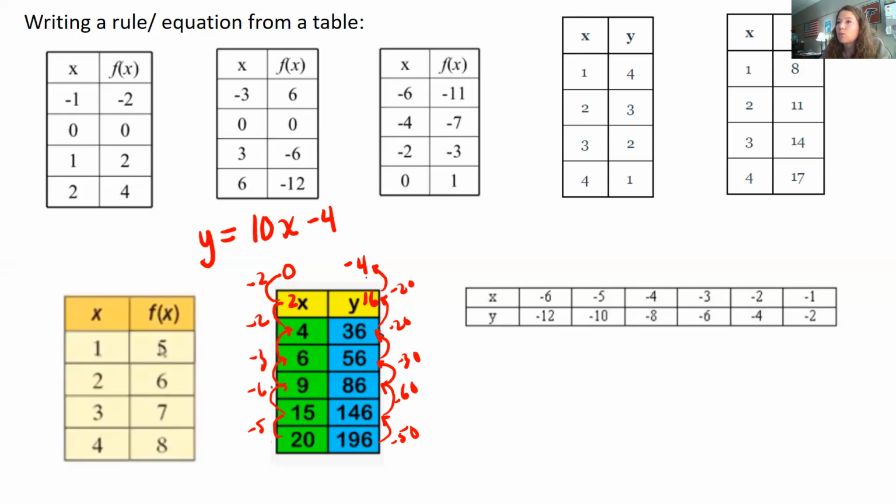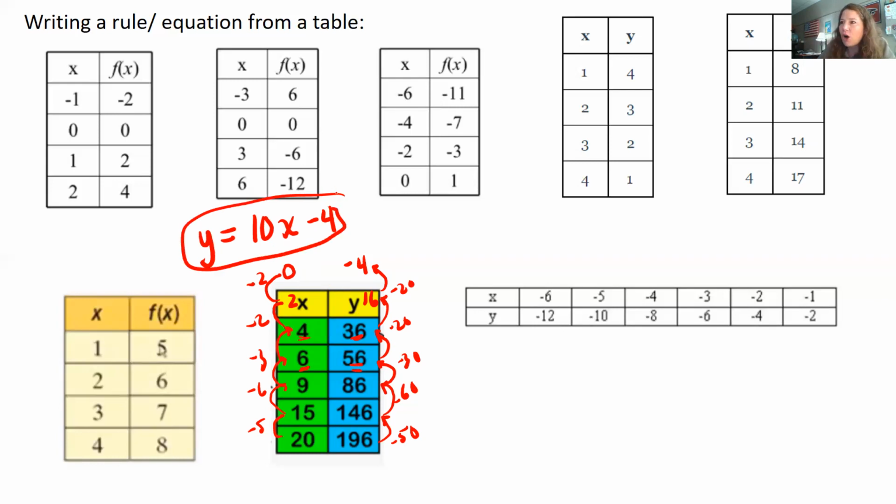So make sure it works. For example, let's plug in 10 times 4. 10 times 4 is 40, and 40 minus 4 is 36, that's right. And then 6 times 10 is 60, and 60 minus 4 is 56.